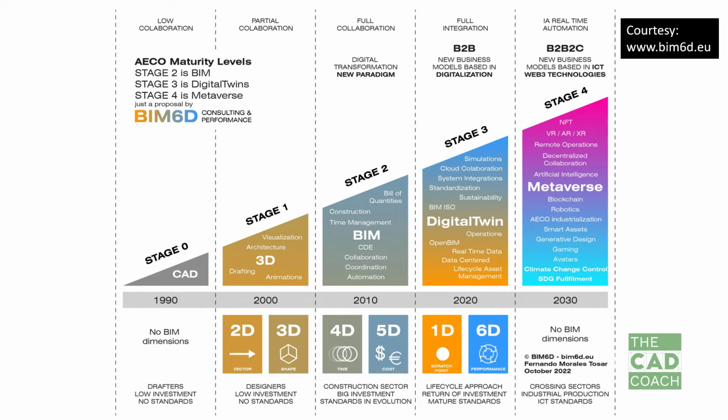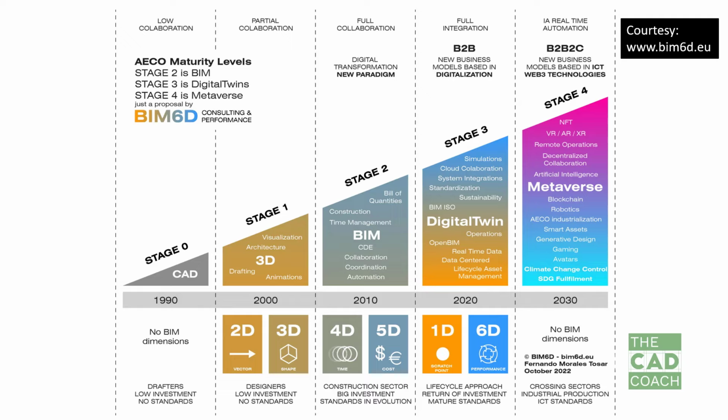Okay, I'm not going to confuse you. 3D visualization we did, that is the 2D to 3D transformation. Then in stage 2, BIM came into the picture, where CDE, bill of quantities, time management, coordination, 4D, 5D, everything came into the picture. Stage 3 is what I explained about digital twin. So digital twin has come into the picture. Now we are at that stage 3 level of BIM. That is the highest level of BIM available today.